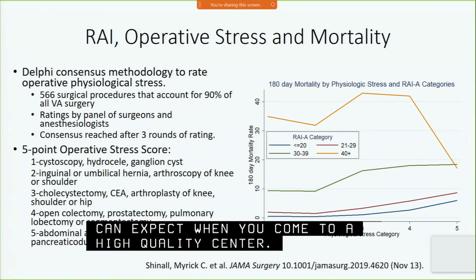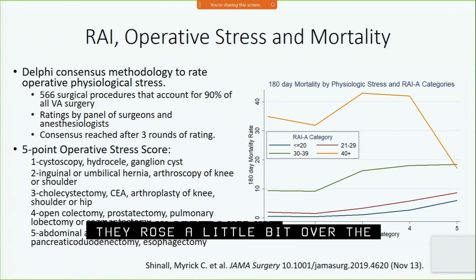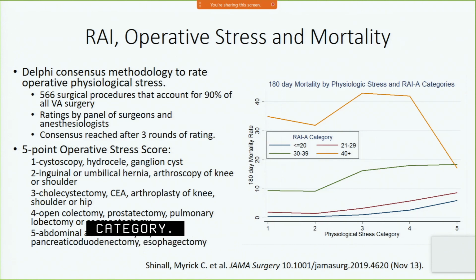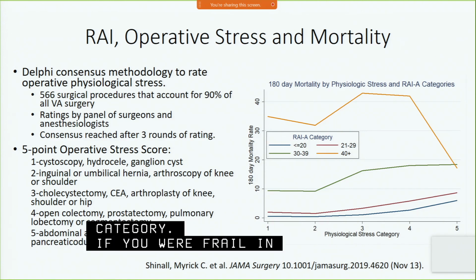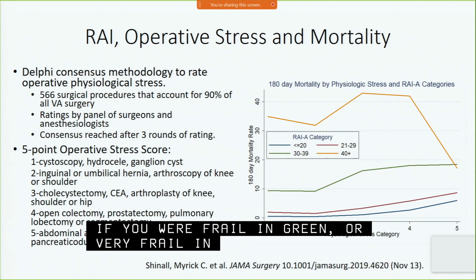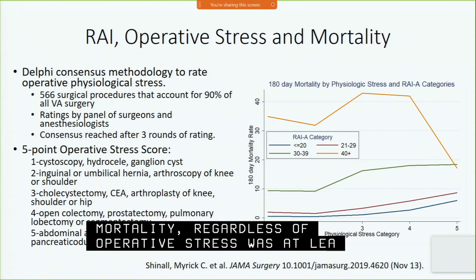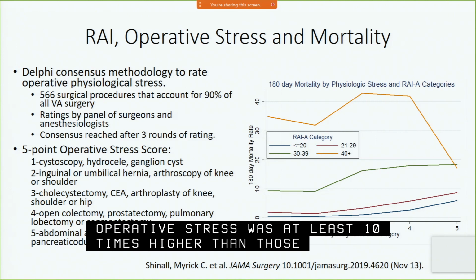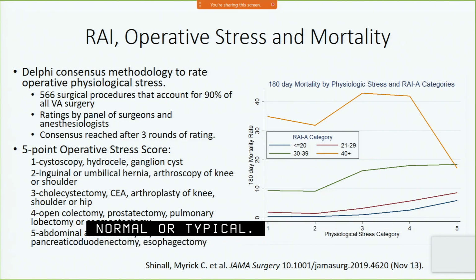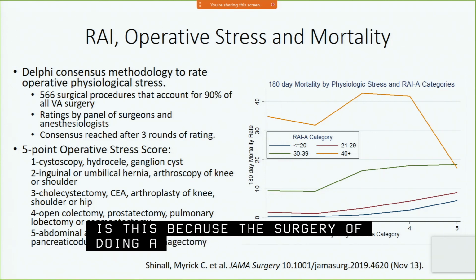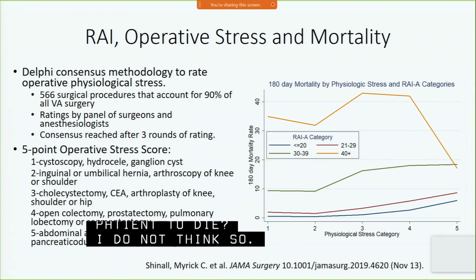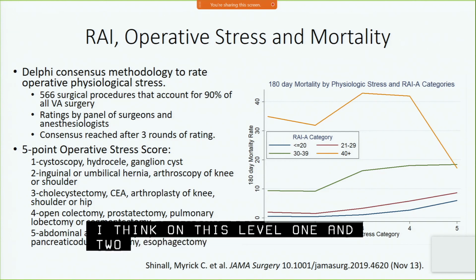But if you were frail in green, or very frail in orange, your mortality, regardless of the operative stress, was at least 10 times higher than those who were normal or typical, right? Is this because the surgery of doing a ganglion cyst operation is causing the patient to die? I don't think so. I think that this here in level 1 and 2 procedures is simply demonstrating that the RAI is doing what I've told you it does.